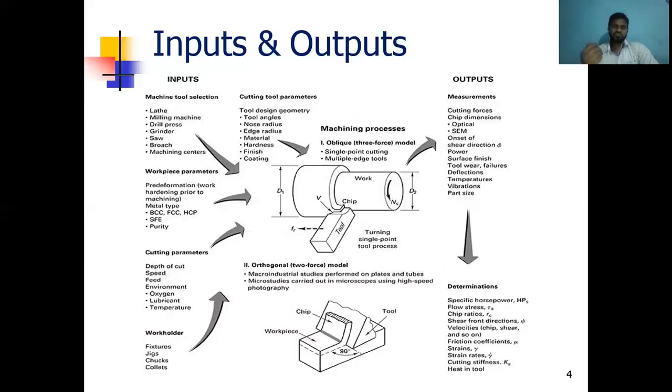So the inputs and outputs. What are the inputs to machining? The first is machine tool selection: lathe, milling machine, drill press, grinder, saw, broach, machining center. These are the inputs for machine tool selection. The next one is workpiece parameters. Coming to the workpiece parameters, we know pre-deformation work.